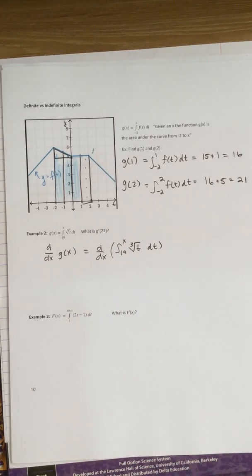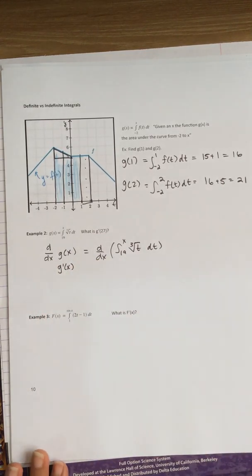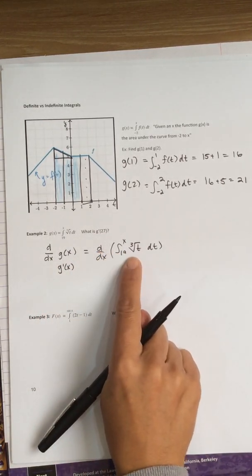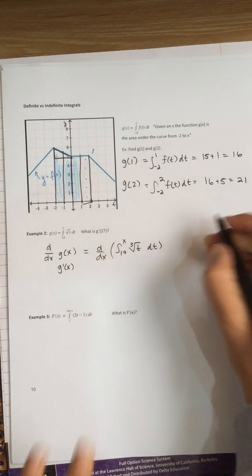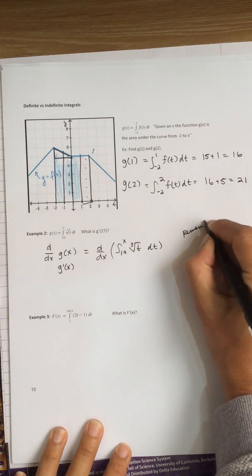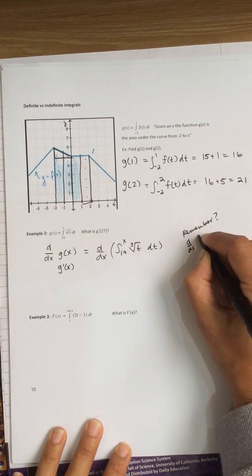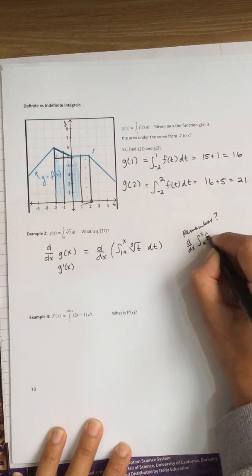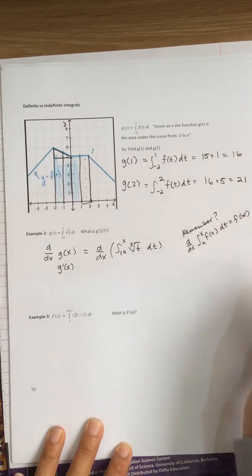Okay, so the derivative of g of x is just g prime of x. What's the derivative of this function that's being integrated? Well, remember that d/dx of the integral from a to x of f of t dt is just equal to f of x. That's the fundamental theorem of calculus.